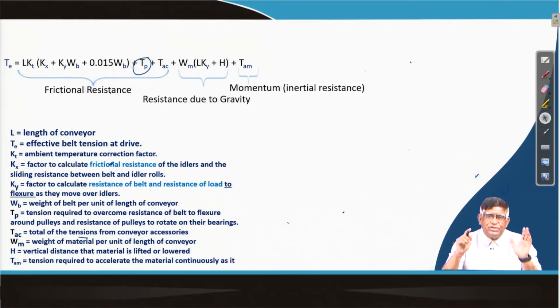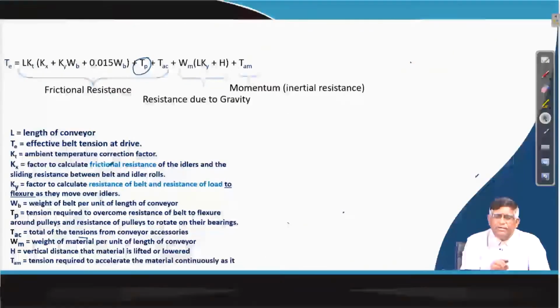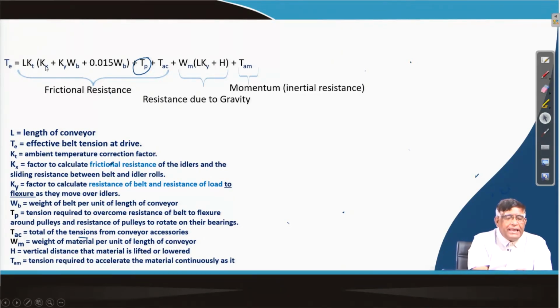That tension is exactly the total resistance, which comes from the frictional resistance, the resistance due to gravity, and the inertial resistance from momentum. These three components are to be overcome. The frictional resistance comes from the length of the conveyor and the total effective belt tension at the drive, that is how much belt tension arises depending on this length, and it is impacted by the ambient temperature, multiplied by this factor.